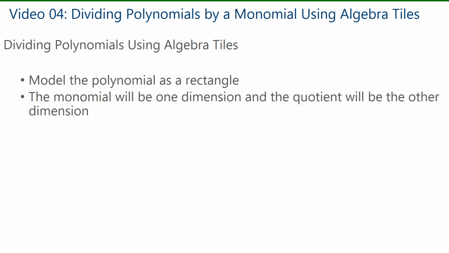In this video, we'll be dividing polynomials and monomials using algebra tiles. So to begin, we model the polynomial as a rectangle. The monomial we're dividing by will be one dimension of the rectangle, and the quotient will be the other dimension. And we'll be using a T-chart to help us organize our tiles.